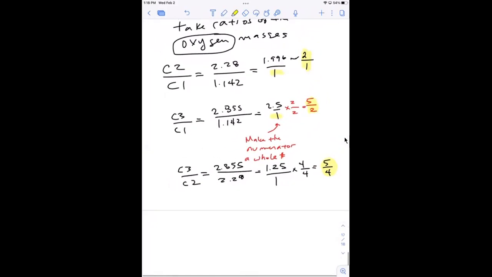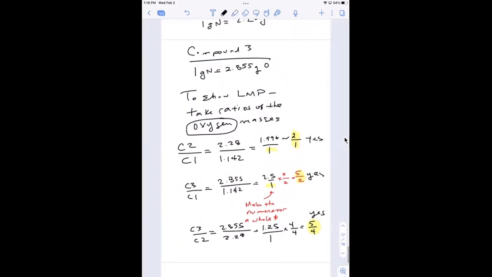So this problem asks if we took the data that was given and compared the oxygen data to each other. Anytime we compare two of those numbers, they should resolve into a small whole number ratio. You can see that happened every time. So yes.